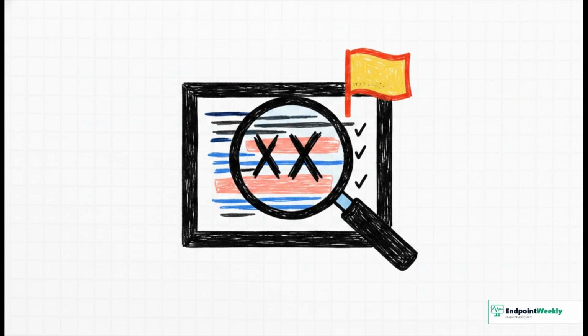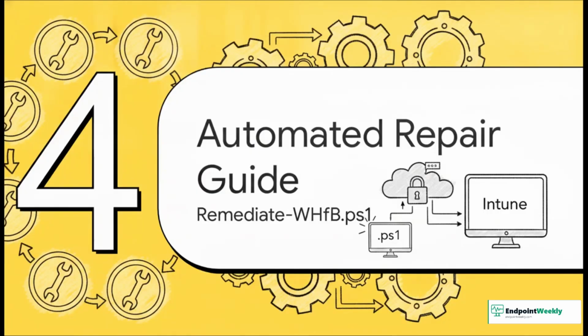If it sees AzureAdPrt no or NgcSet no, it immediately knows the device is broken and flags it for remediation. It is incredibly reliable. Section 4, the 5-step automated repair guide. Let's look at remediate WHfB.ps1 in action.